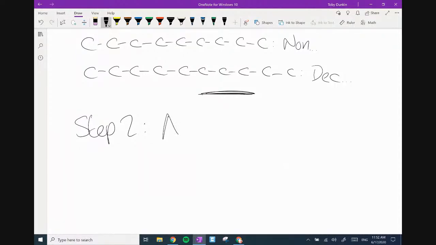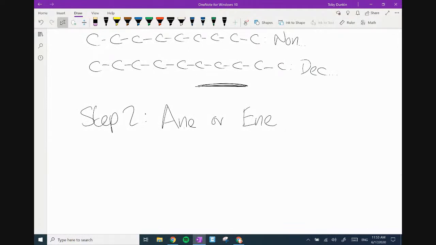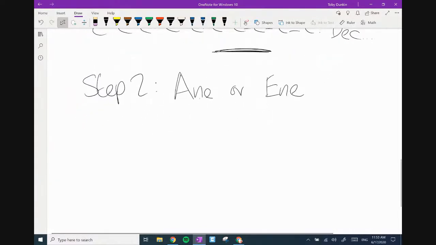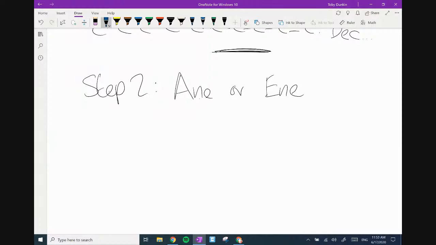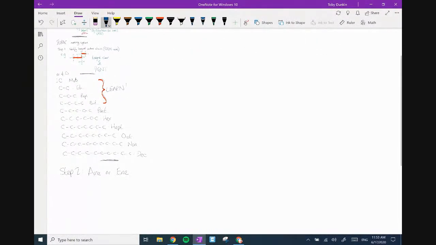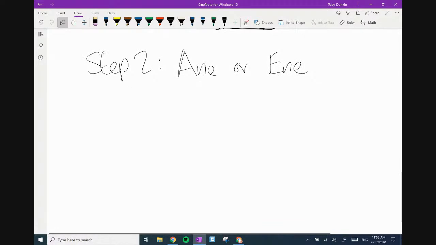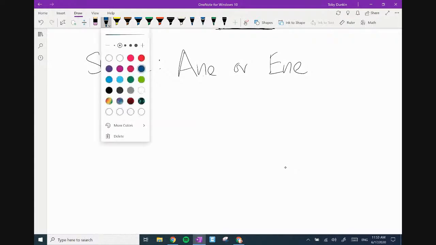Step number two: ane or ene. So I'm doing this with a huge, guys, I'm very sorry about this. If you have no understanding of organics, this may be a little bit troublesome. So ane or ene is to do with the carbon bonds. The rule is, I'm doing this in blue, maybe green. Did I do it in blue? Don't know. Anyway, ane or ene, if you have all, this is where I'm going to make it a bit thicker because I seem to be really, really skinny at the minute.